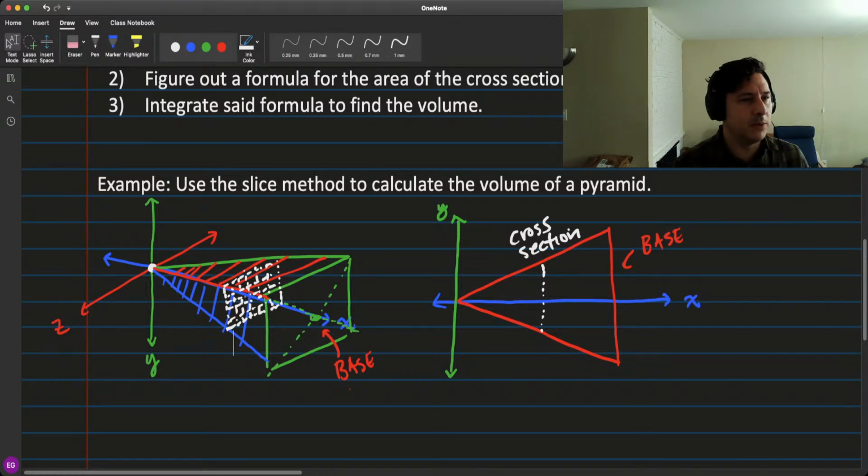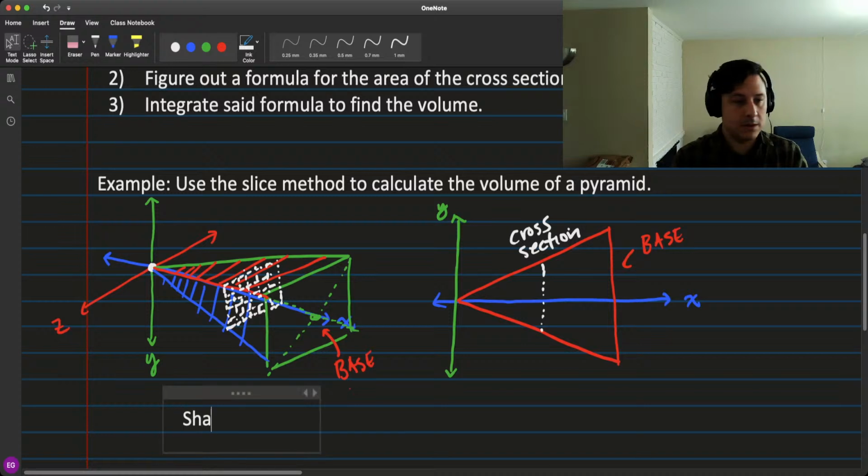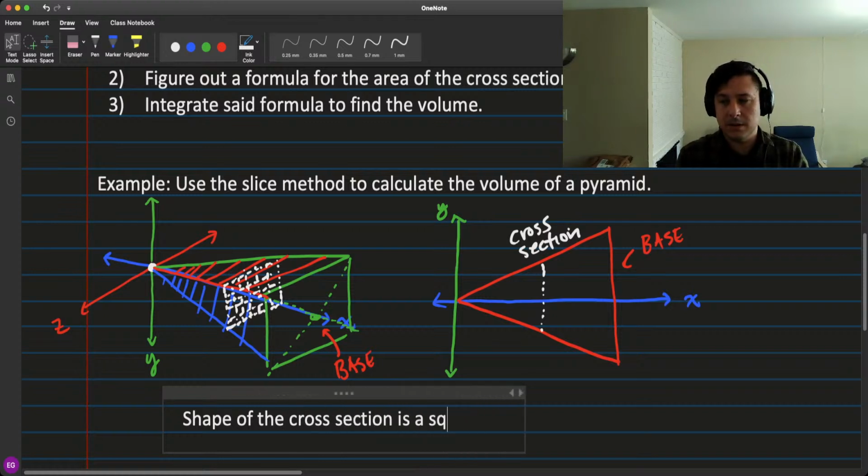I'm going to let you think for a moment. Okay, what shape do I have for my cross section? Actually, it's not necessarily a square. Yeah, it's a rectangle. And let's talk about why it's a rectangle and not necessarily a square.